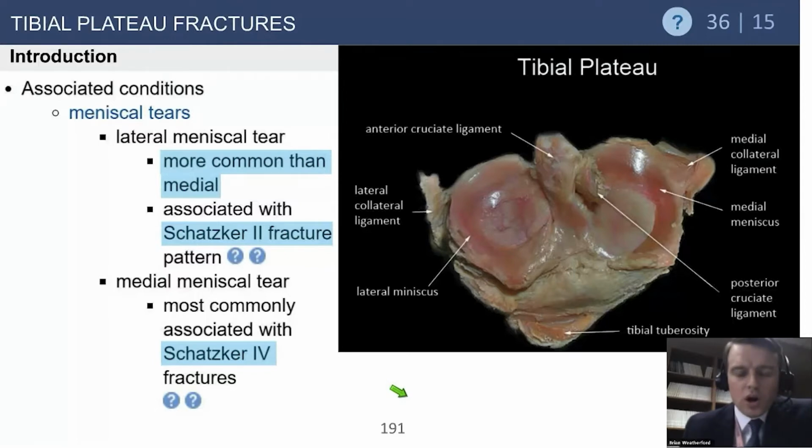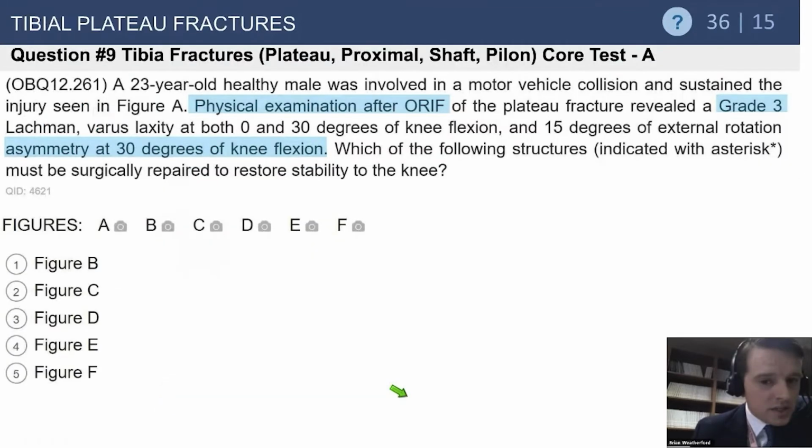Those are more common than medial tears, both because of the frequency of the fracture and because of the way the meniscus is attached. They are associated more commonly with a Schatzker type 2 fracture pattern, which is a lateral split depression. A medial meniscal tear is commonly seen with a medial plateau fracture. Now, those are the most rare fractures that you see, so it makes sense that these are much less common than lateral meniscal injuries. Okay, going back to our questions here.